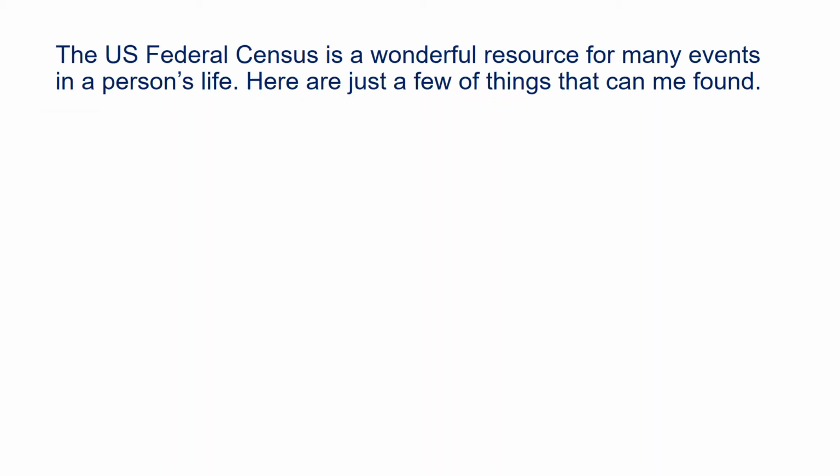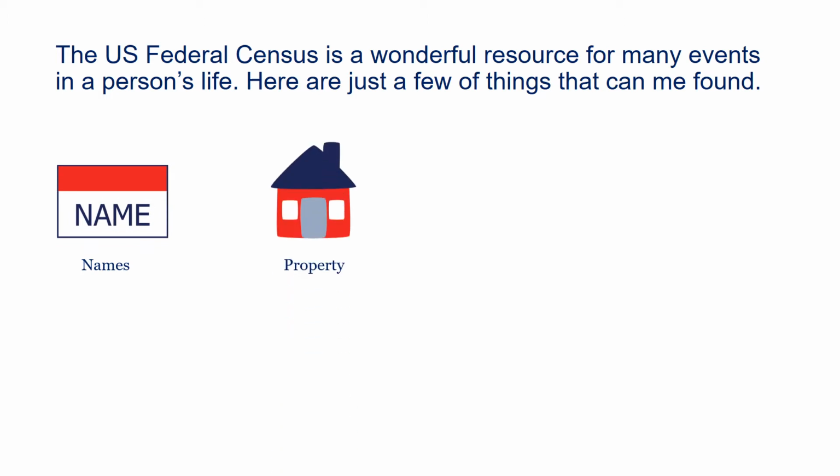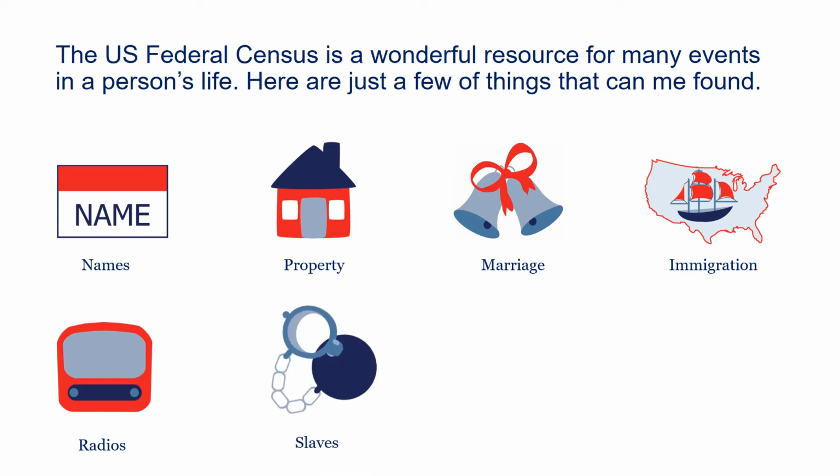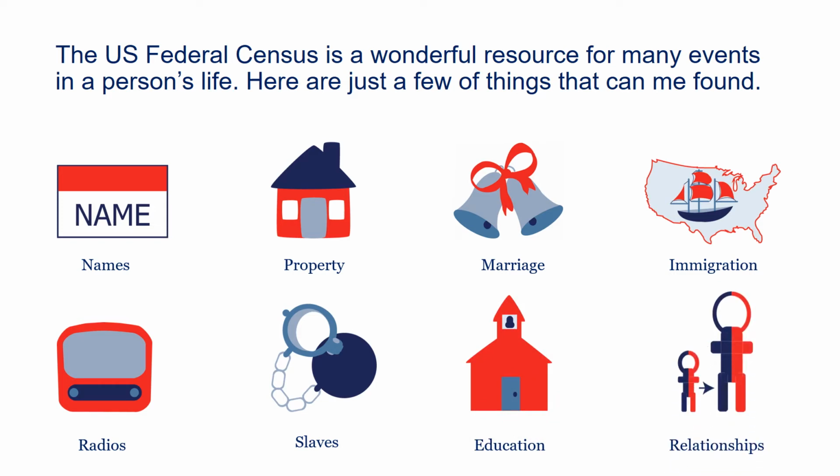The U.S. Federal Census is a wonderful resource for many events in a person's life. Here are just a few of the things that can be found. Names, property, marriage information, immigration information, whether they owned a radio or not, slaves, education, and relationships.